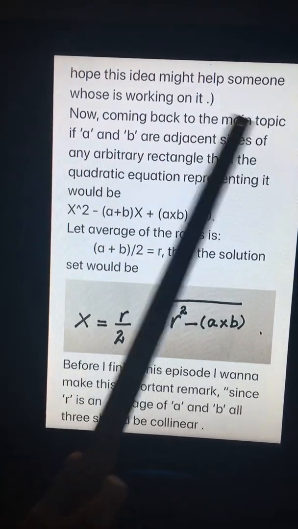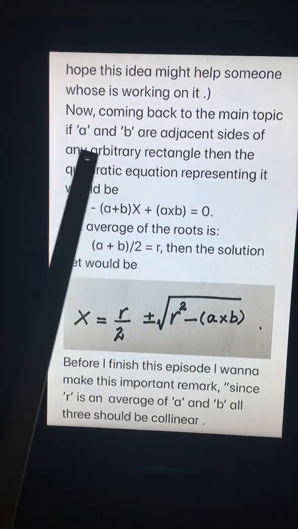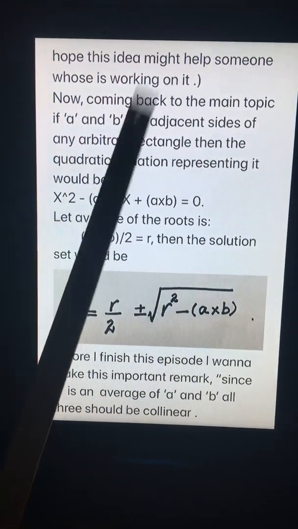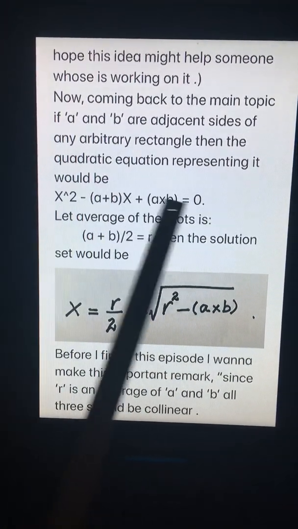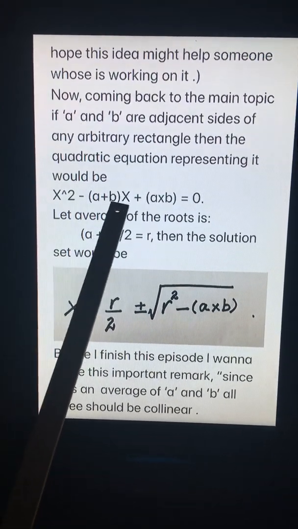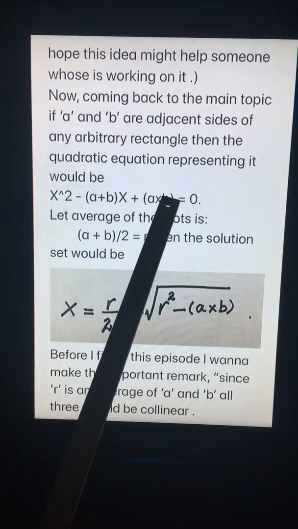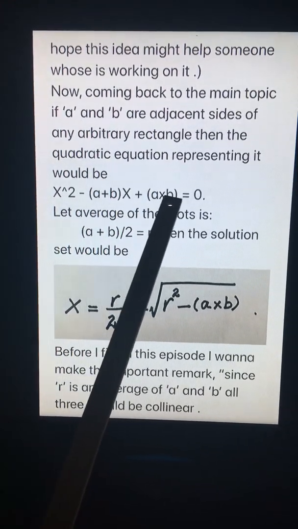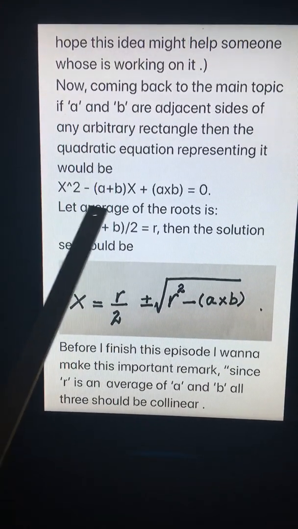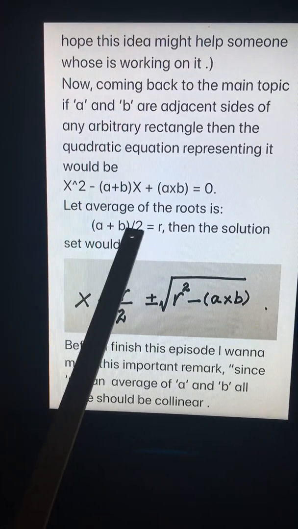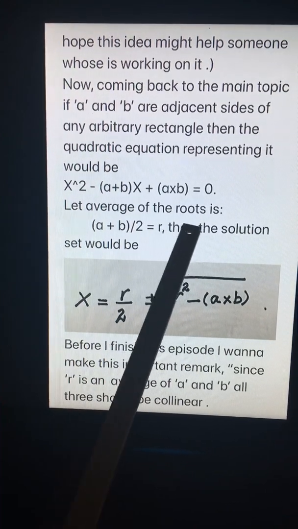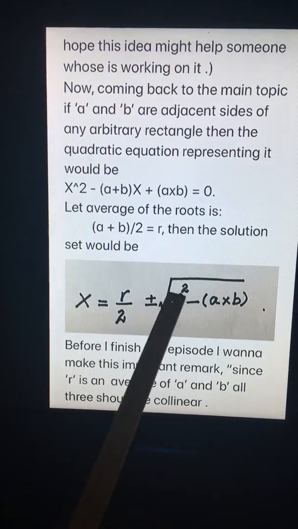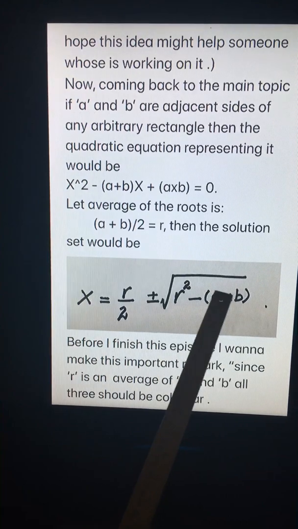Now coming back to the main topic, if a and b are adjacent sides of any arbitrary rectangle, then the quadratic equation representing it would be, so this will be the general equation for any rectangle, x square minus (a plus b)x plus a times b. So this is the sum of adjacent sides of a rectangle, and this is the area of the rectangle. Let the average of the roots, (a plus b) divided by 2, equal r. Then the solution set would be x equal to r plus minus under root r square minus a times b.